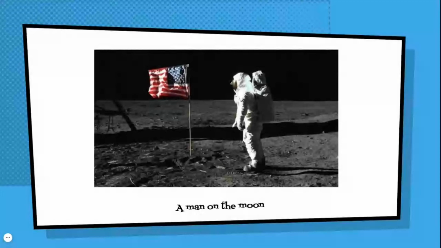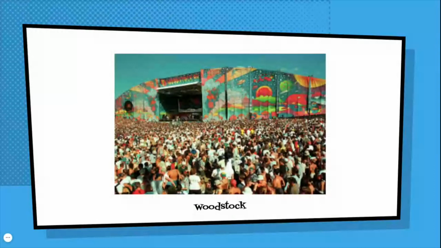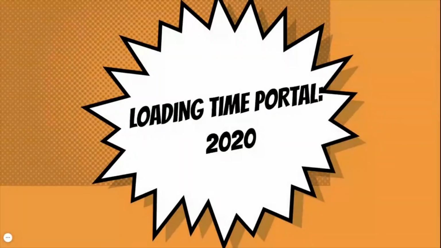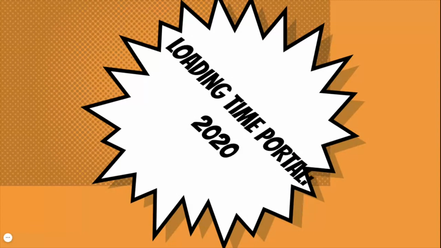The legendary 3-day music festival, Woodstock, took place in 1969. It was known as 3 days of peace and music. Whew, guys, we have reached the end of the decade, and I am wore out from all those jumps. Let's get you back home. Color me gone.